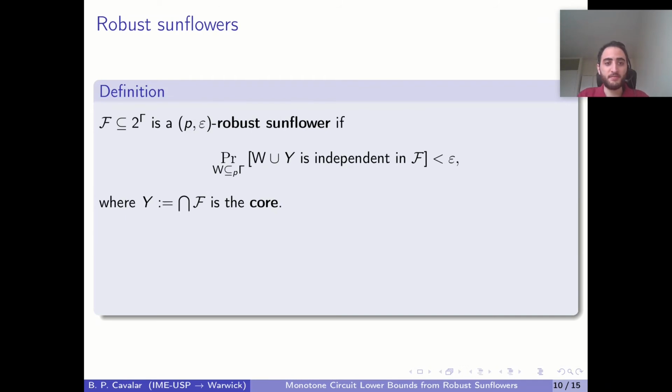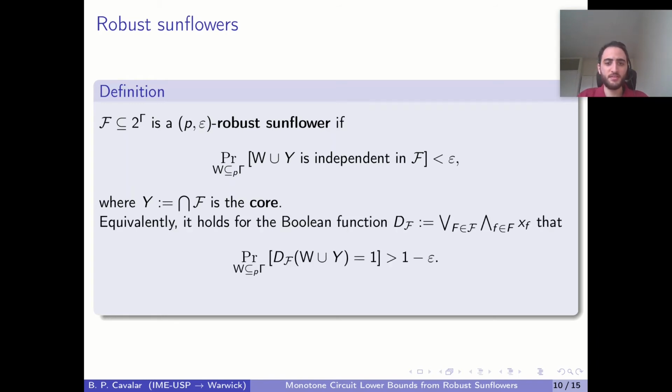And robust sunflowers. So what are robust sunflowers? You can think of a set system as a hypergraph as well. And we say that this hypergraph is a (p, epsilon)-robust sunflower if when you take a p-biased subset W of the vertices and you unite it with the common intersection Y of all the edges of the hypergraph, then the union of these two sets of vertices will be independent in the hypergraph with probability at most epsilon. Or equivalently, the p-biased subset W together with the core Y will contain an edge of the hypergraph with probability larger than 1 minus epsilon.